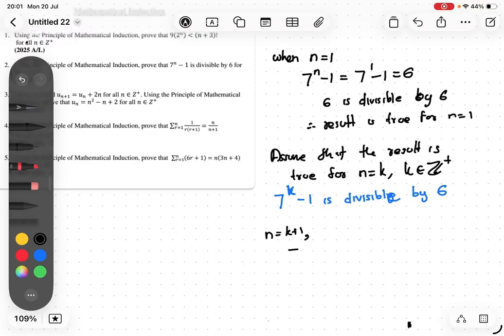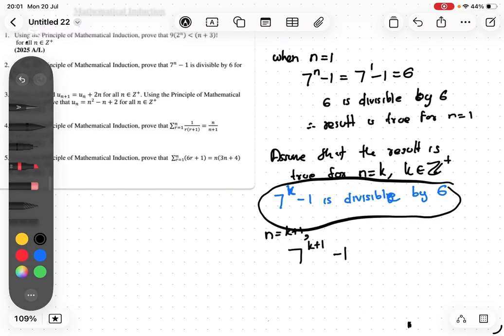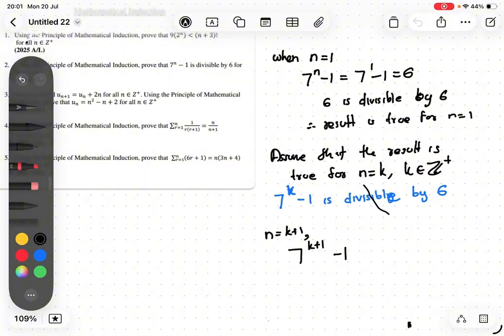So how can we write this? 7 to the power k plus 1 minus 1. Now we need to see whether 7 to the power k plus 1 minus 1 is divisible by 6. Now, I told you, you have to use this assumption, right? I have to use it to build this part. Now think, how can we break this one? I can write this as 7 times 7 to the power k, minus 1.